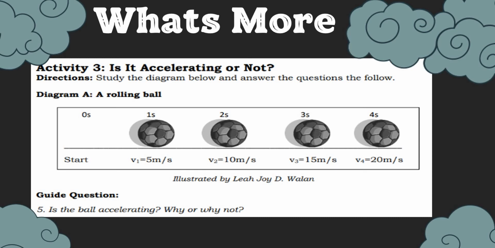What's more, let's have this Activity 3: Is it accelerating or not? Directions: study the diagram below and answer the questions that follow. Diagram A, a rolling ball. As you can see, there is 0 second, 1 second, 2 seconds, 3 seconds, 4 seconds, and the velocity is v sub 1 up to v sub 4. Is the ball accelerating? Why or why not? Yes, because there is a change in speed with respect to time.